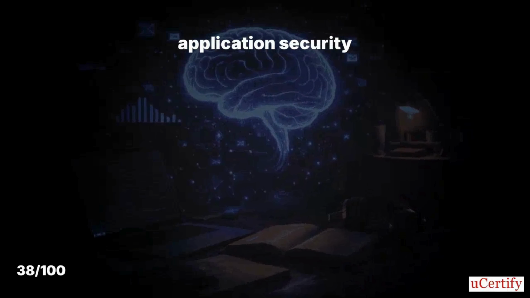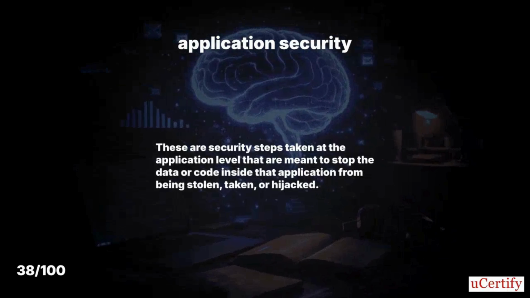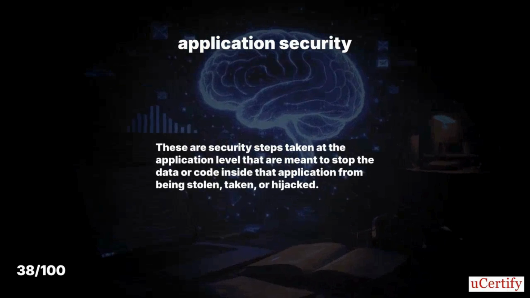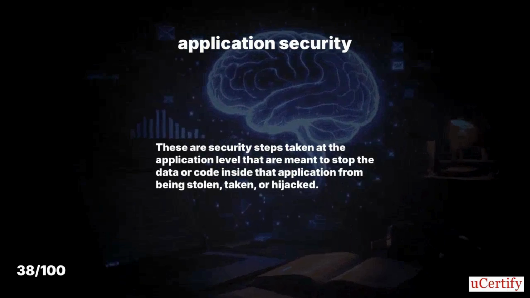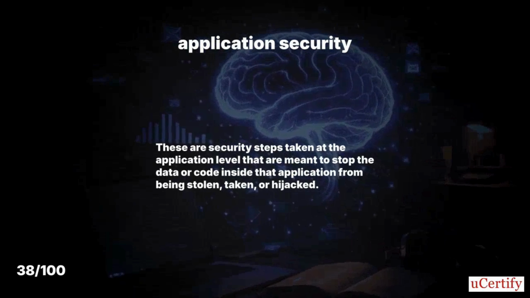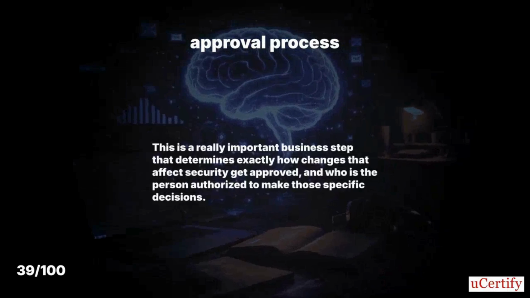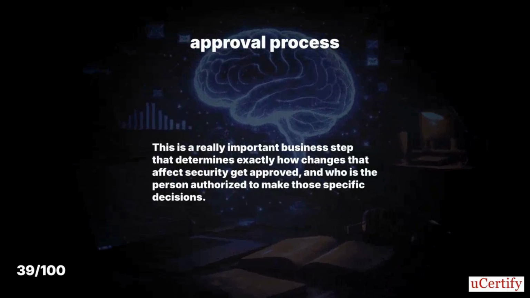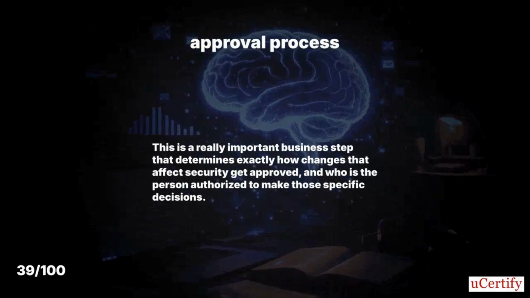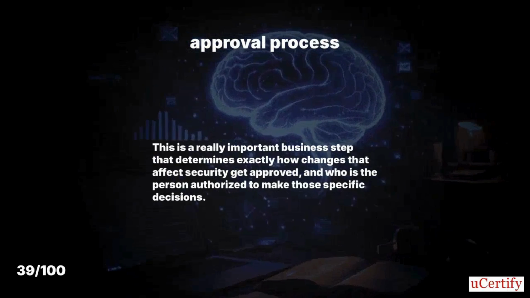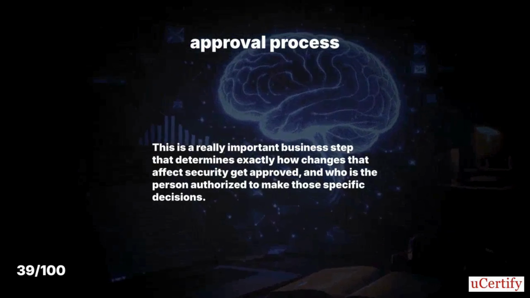Application security. These are security steps taken at the application level that are meant to stop the data or code inside that application from being stolen, taken, or hijacked. This is a really important business step that dictates exactly how changes that affect security get approved and who is the person authorized to make those specific decisions.